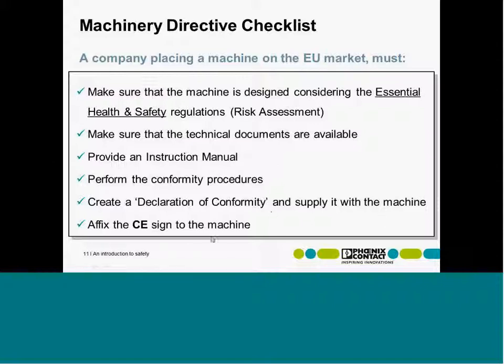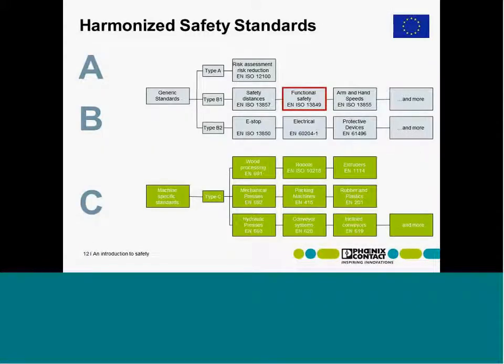After you have done all the several steps, you can create or issue the so-called declaration of conformity and supply it with the machine, and then you can affix the CE mark on the machine itself. This is the general procedure to ensure compliance with the Machinery Directive, which can in principle be seen as a European law.